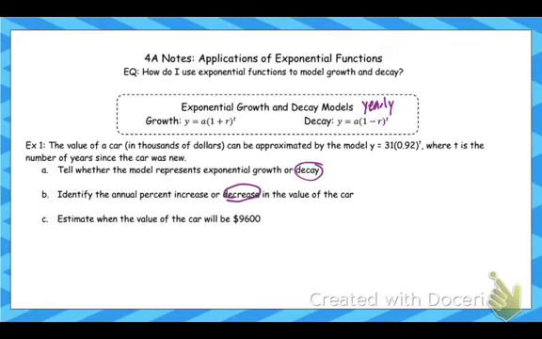So this is not a 92% decrease. That would not be a car worth buying if that was the case. Remember, 1 minus r is equal to 0.92. So negative r is equal to negative 0.08. Your r is 0.08. So if r is 0.08, then that percent is 8%. This is an 8% decrease. Then what we need to do is estimate when the value of the car will be $9,600.